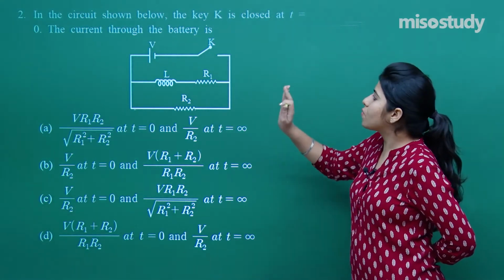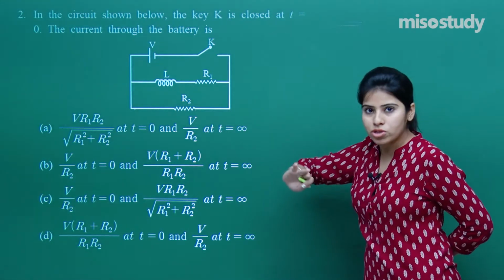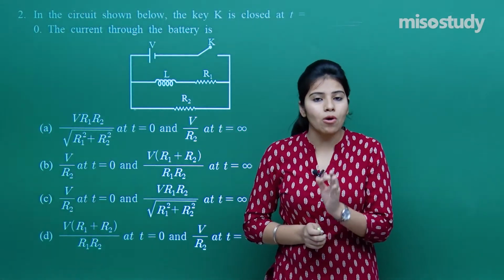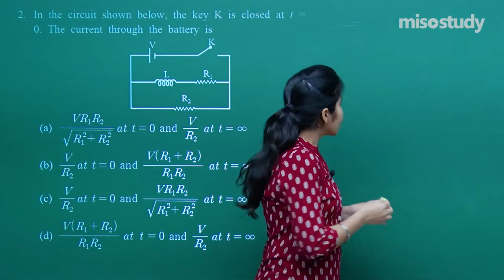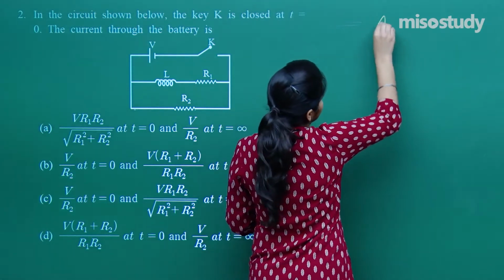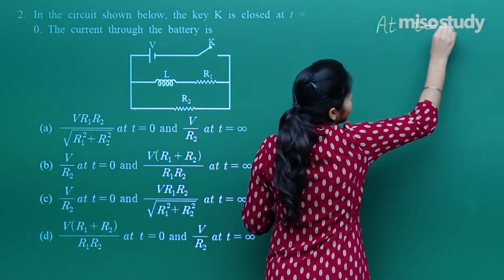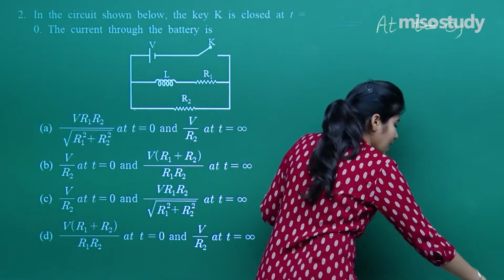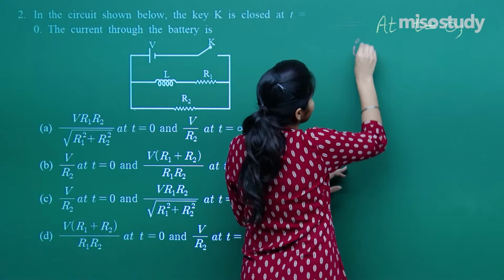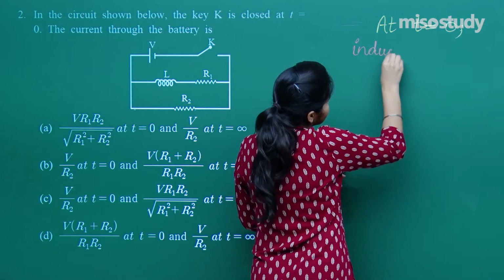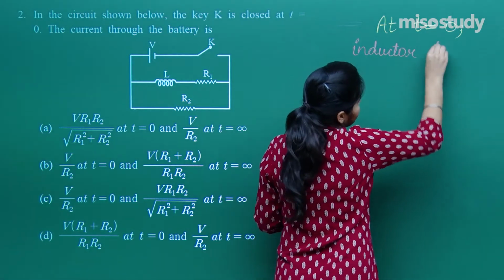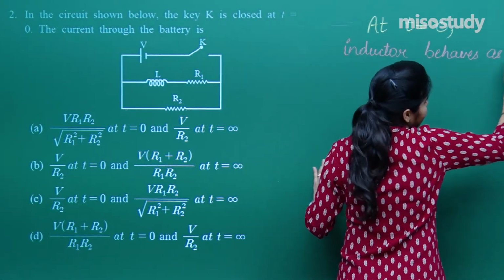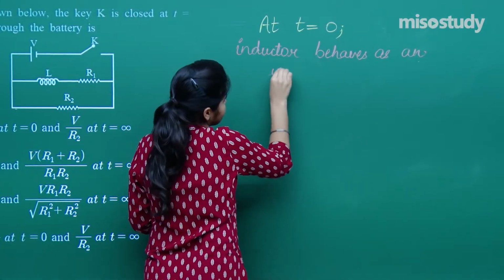Now what are they saying? At T equals to 0, if we talk about the inductor, this is the property of the inductor that at T equals to 0, the inductor behaves as an infinite resistance.